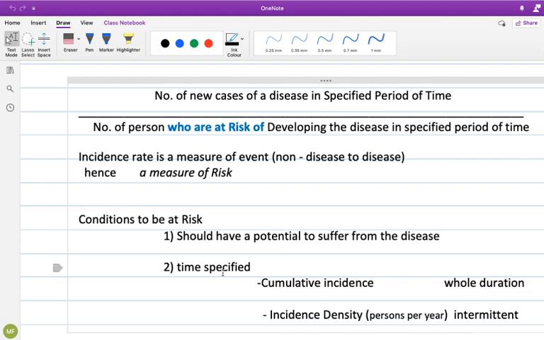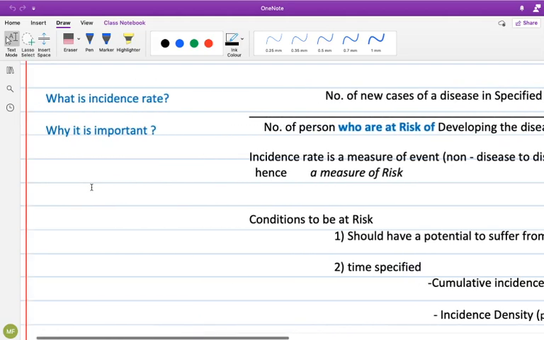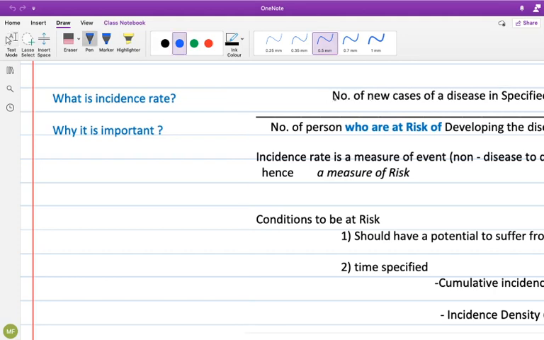And similarly, it should be a time specified study. Number of new cases within 1 year, within 2 years, within 1 month, or any specified period of time. That is what an incidence rate stands for. It always accounts for new cases. That's the core essence of incidence rate. So we need to remember: new.